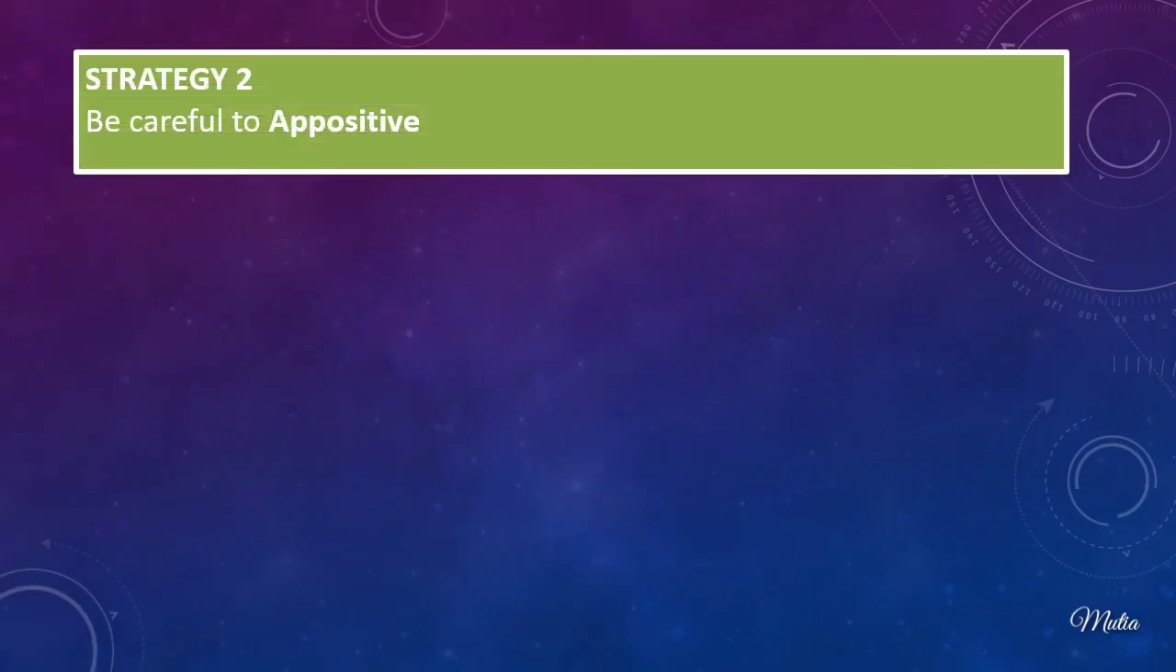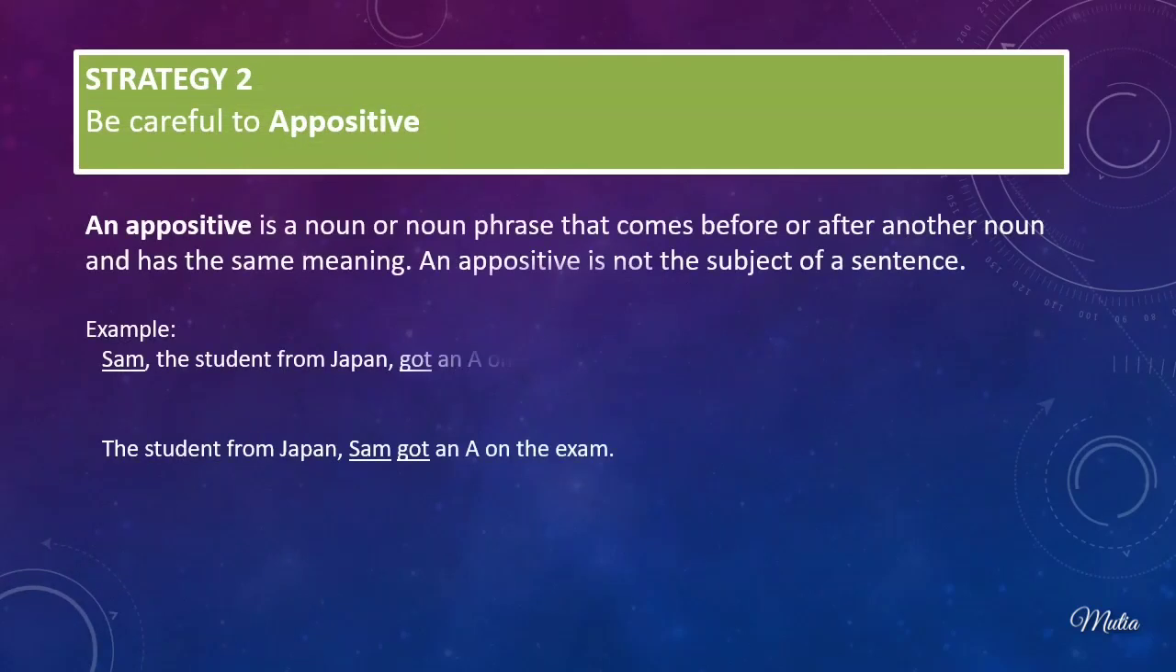The next strategy is be careful to appositive. An appositive is a noun or noun phrase that comes before or after another noun and has the same meaning. An appositive is not the subject of a sentence. For example, Sam, the student from Japan, got an A on the exam. The subject of this sentence is Sam. The student from Japan is the appositive. It describes the subject Sam. The verb of this sentence is got.